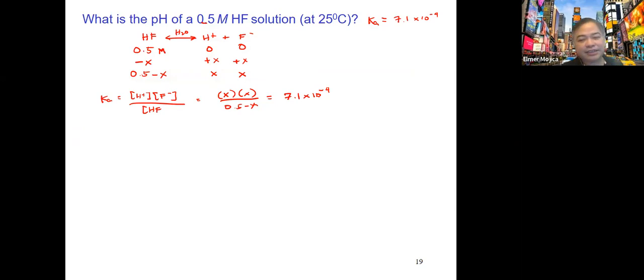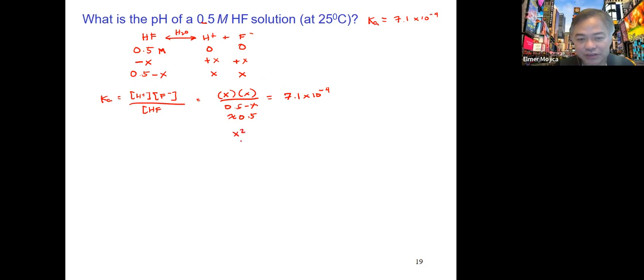Now, unlike in chemical equilibrium where you solve everything as a whole, here we can make an assumption. We can make an assumption that the X value is so small. So if you subtract it from 0.5, it's still almost like 0.5.